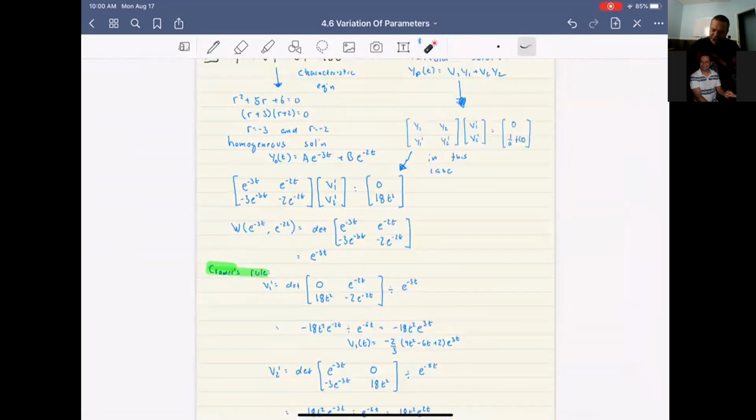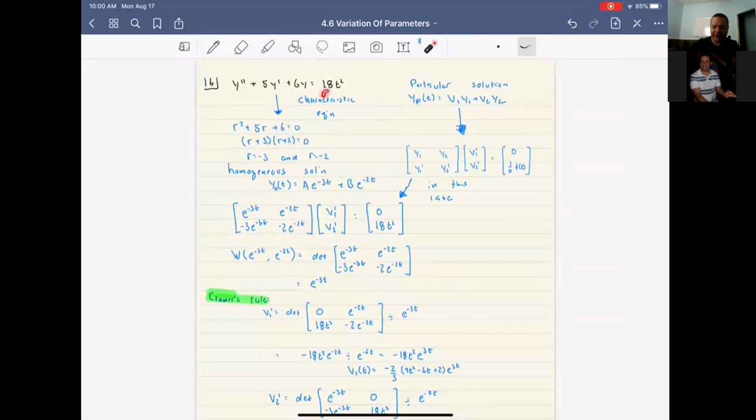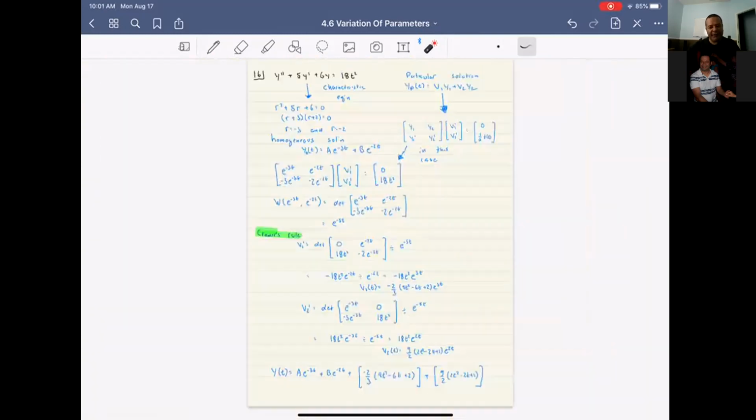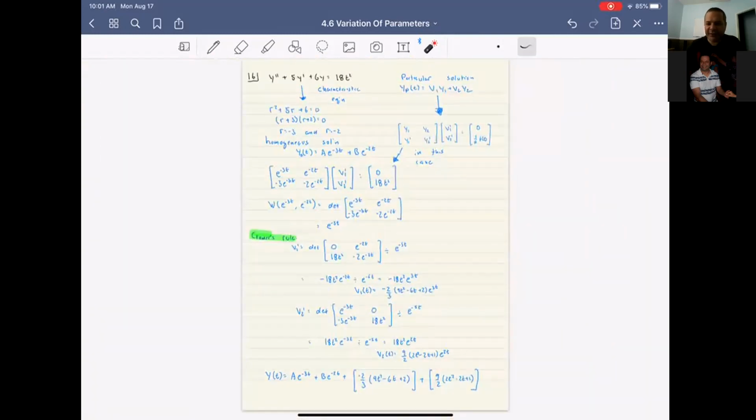Okay, which makes sense if you think about it, because you shouldn't have had an e in this answer, right? If you look at it by undetermined coefficients. This is actually one where undetermined coefficients might have been an easier choice. Okay. All right. That's it for variation of parameters at this time. See you all in the next video.